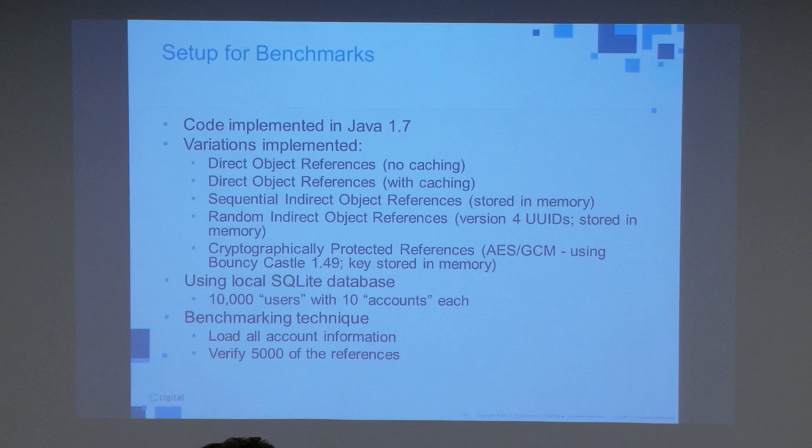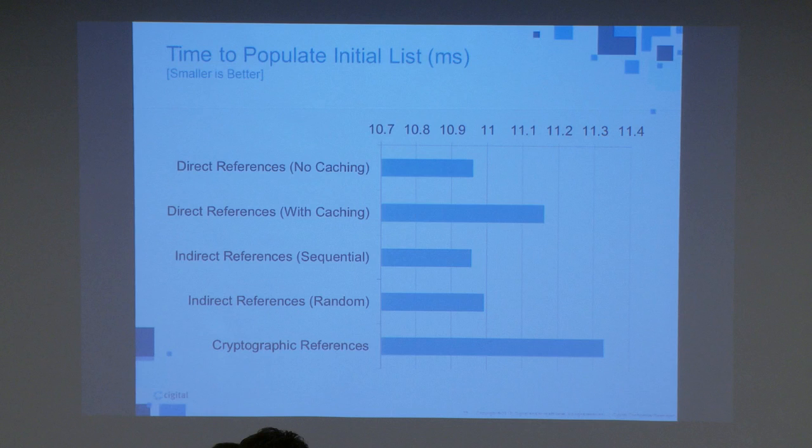And the benchmarking technique I used was to load the 100,000 records, load all of them, see how much time it takes to build the list that I'm going to send to the client for each one, and then verify just 5,000 of the references, because verification was just taking too long. I didn't want to verify every single one. And then I just divided by the number of references I was verifying to get my numbers. So let's take a look at the actual benchmark results.